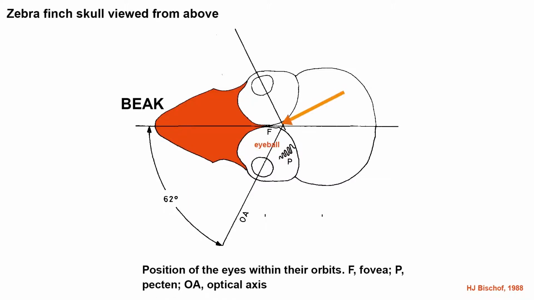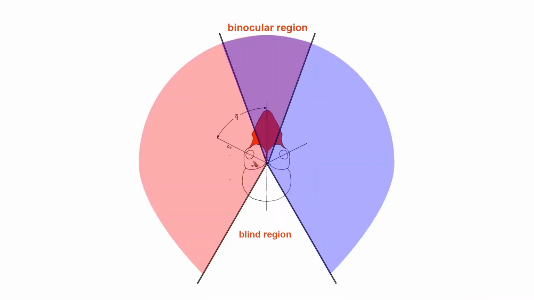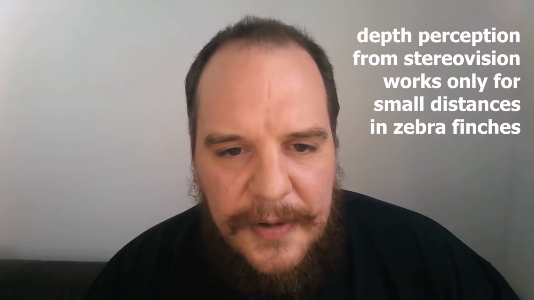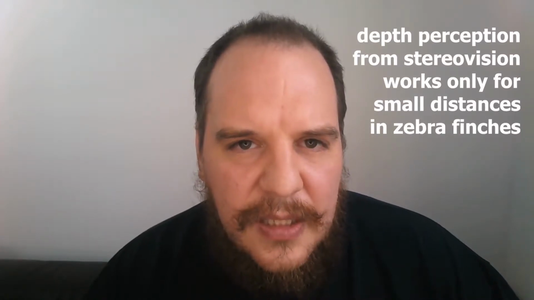So the problem that they have is that they cannot use stereo vision for depth perception. The reason for that is that, other than, for example, in the human head or in the head of other animals with forward-facing eyes that use depth perception a lot, the eyes are too close together, and they're also directed to the sides, which means that the part where the vision overlaps is very small, and it only works in a very close distance.